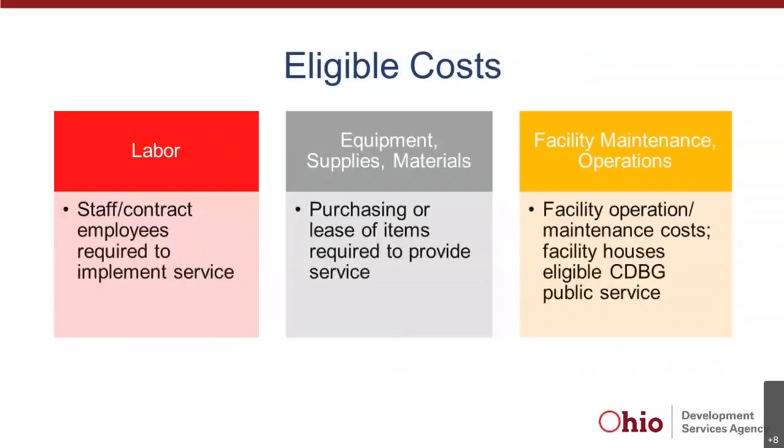Eligible public service costs include labor, defined as salary and benefits for staff and contract employees to carry out an eligible public service, the purchase or lease of equipment or materials to carry out an eligible public service, and operations or maintenance of a facility in which an eligible public service is housed.